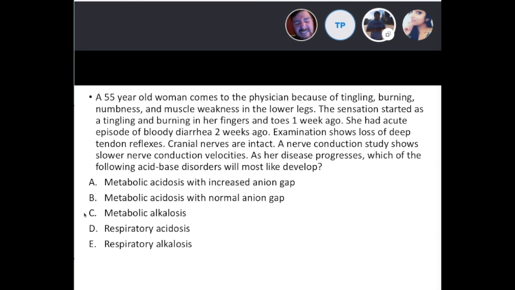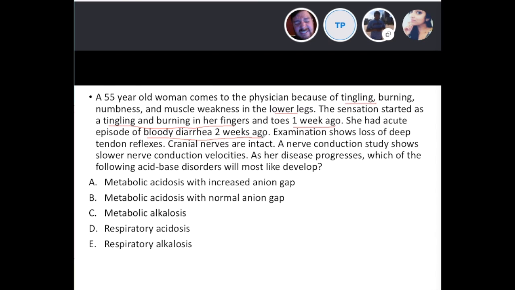Okay. Anyone else? What do you think she has? What do you guys think she has? Yeah, diabetes or peripheral neuropathy. So key things to keep here, obviously, are the symptoms. 1 week ago, and now has progressed to her lower legs. And then she had a bloody diarrhea 2 weeks ago. Guillain-Barré. Yeah, she does have Guillain-Barré. So she's going to end up with a respiratory acidosis.